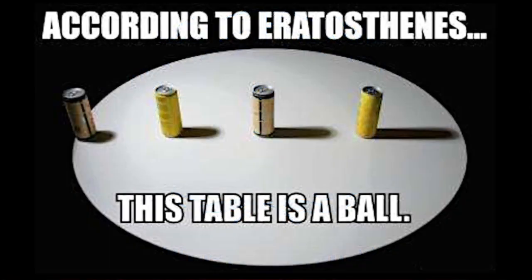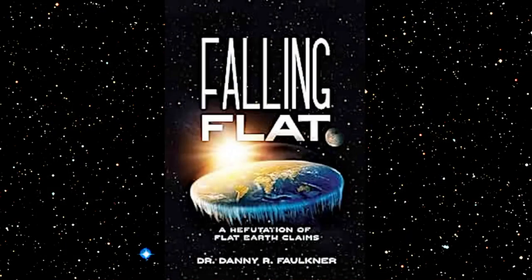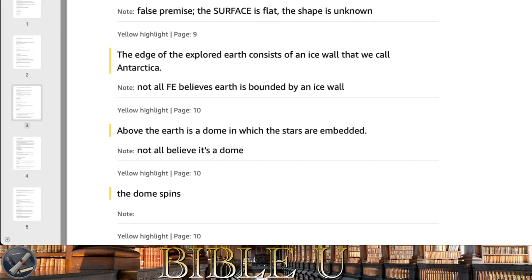what he's saying here. I'm going to go back a little bit and we'll show that other image shortly. But the point in the book is just to make sure we know what he's talking about when he says what he thinks flat earthers are talking about. And then he says that the edge of the explored Earth consists of an ice wall that we call Antarctica. Not all flat earthers say that. So he's misrepresenting or oversimplifying the so-called flat Earth community.